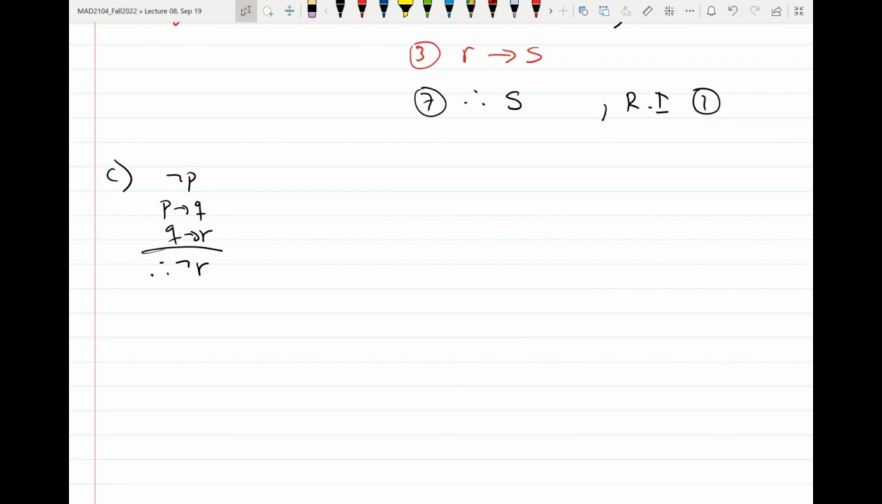Okay, so what do you think? Is this valid or invalid? Invalid. Why? Because R could be true. I mean, R is true. How do you know that?